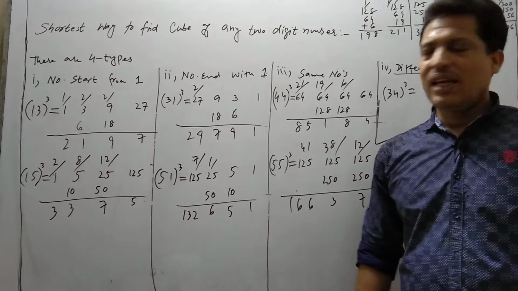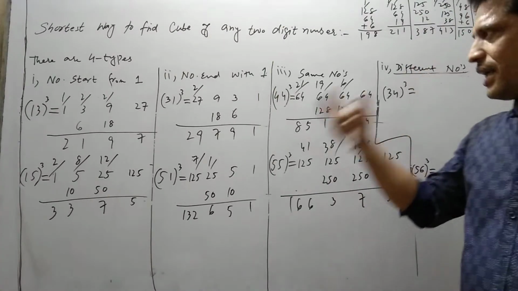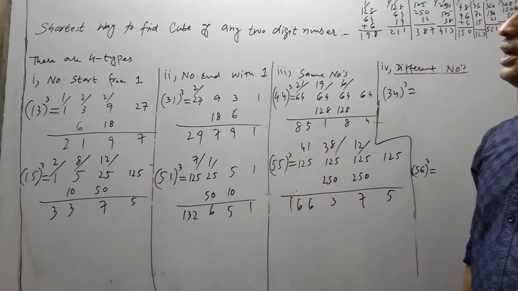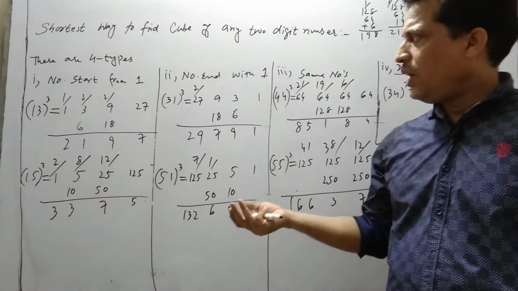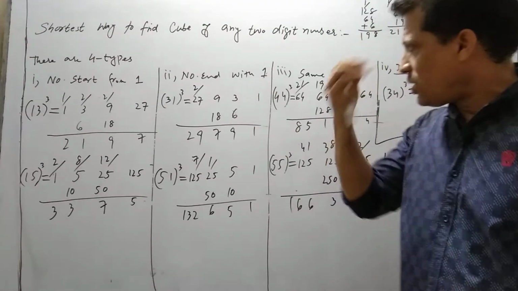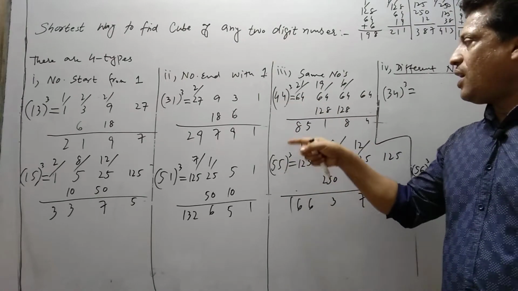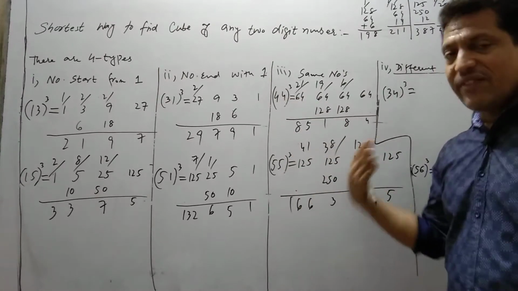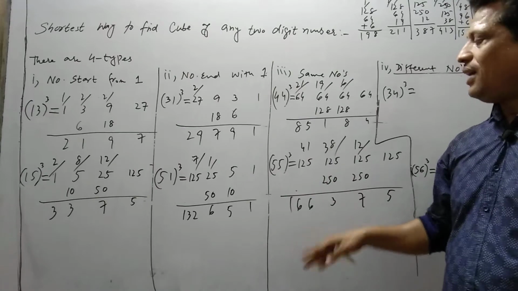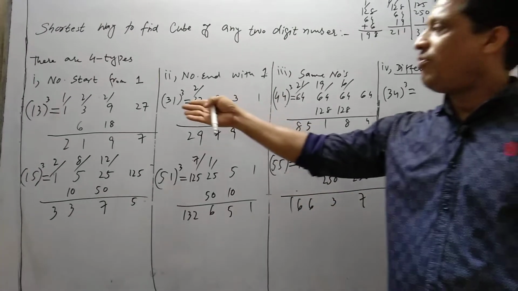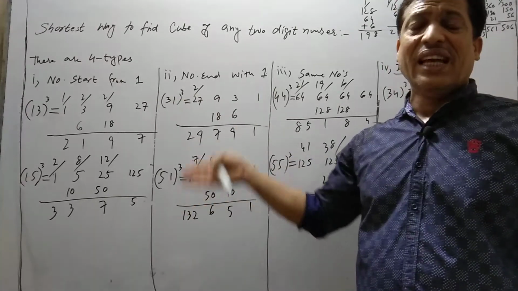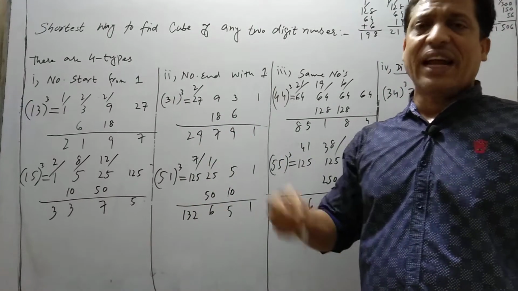Isn't it very easy? So you have to do it this way, follow the rules and practice as much as possible. You have to take more questions like 44, 55, 66, 77, 88, 99. In the other case, we have to take 31, 51, 41, 61, 71, 81, 91.